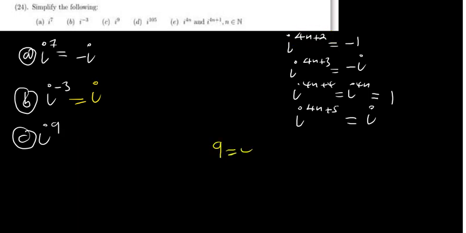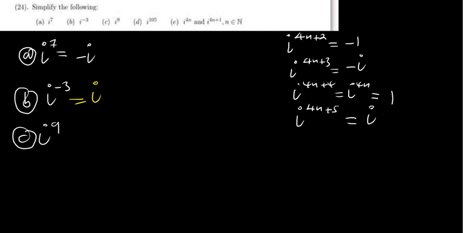9 is equal to 4n plus 2. I'll take 2 to the other side to be negative, 9 minus 2. That is going to give us 7, and 7 is equal to 4n. If we divide both sides by 4, we are not going to get a whole number. It is going to give us a fraction, so that means it can't work.